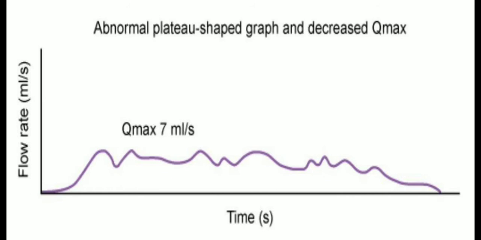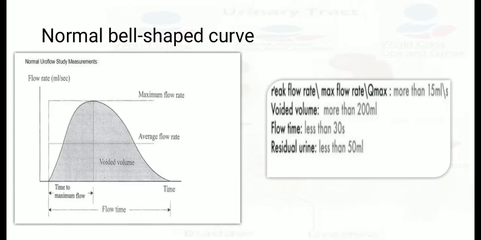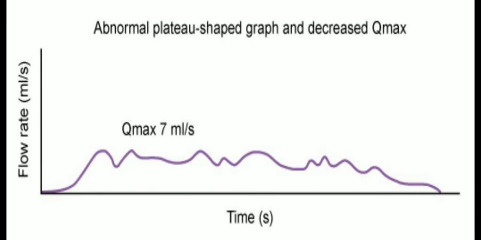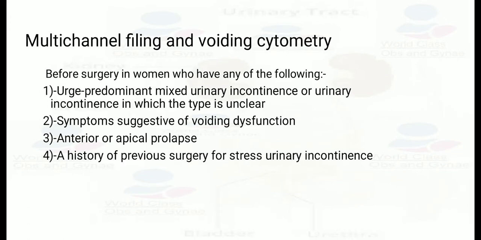Okay, Q max is 7 ml per second, abnormal plateau shape graph and decreased Q max. Okay, so Q max should be more than 15 ml per second, but here it is 7 ml per second, so it is decreased.